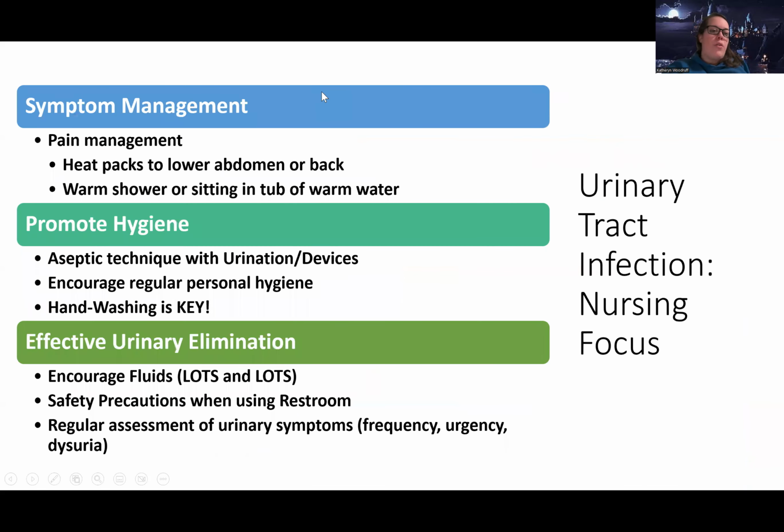So my nursing focus is going to be pain management. I can encourage the patient to use heat packs on their lower abdomen or back. Taking a warm shower or sitting in a tub of warm water can help temporarily to relieve their pain.